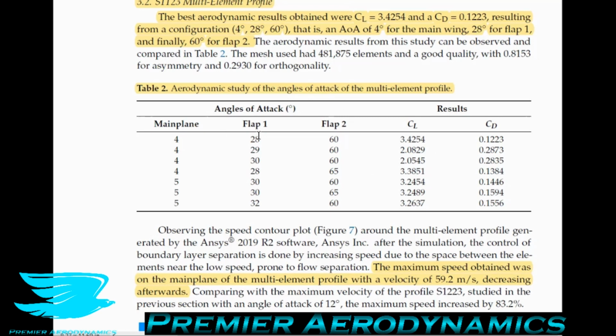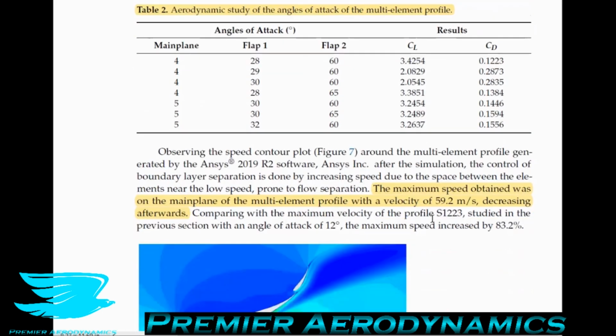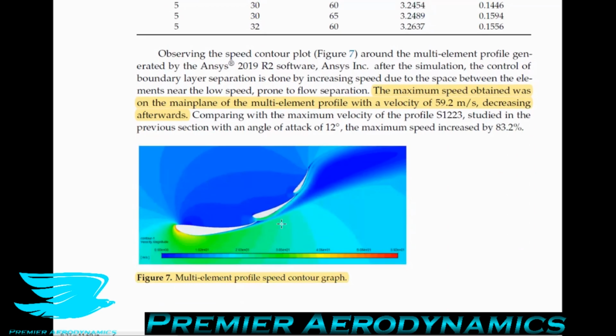So this might just be a fiddly situation where they need to refine this system for this particular situation here. So they say they have a plot of the velocity going over this 3-element system, and they show that the maximum speed obtained was 59.2 meters per second, which was at the leading edge of the first element, and then it decreases after that.